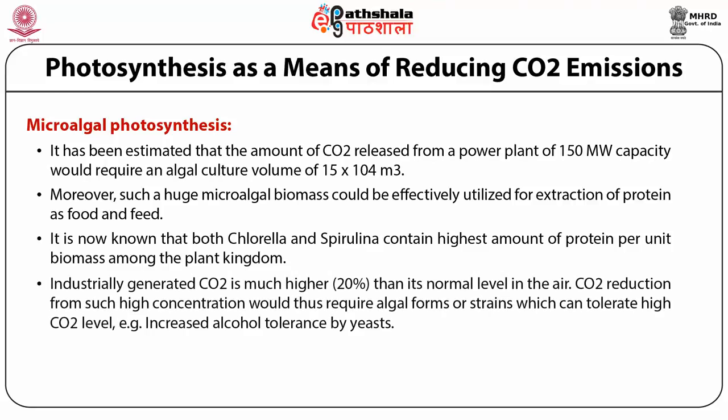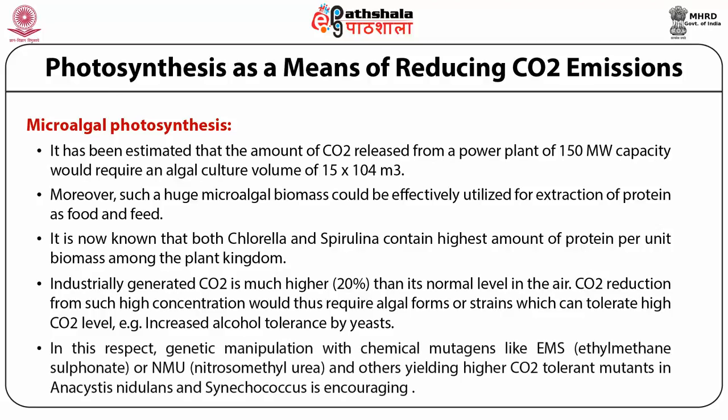Industrially generated carbon dioxide is much higher than its normal level in the air. Carbon dioxide reduction from such high concentration would thus require algal forms or strains which can tolerate high carbon dioxide levels up to 20%, for example, increased alcohol tolerance by yeasts. In this respect, genetic manipulation with chemical mutagens like ethylmethane sulfonate or nitrosomethylurea and others, yielding higher carbon dioxide tolerant mutants in Anacystis nidulans and Cyanococcus, is encouraging.